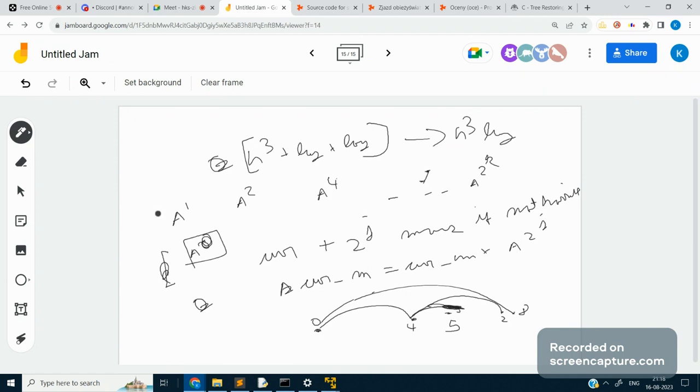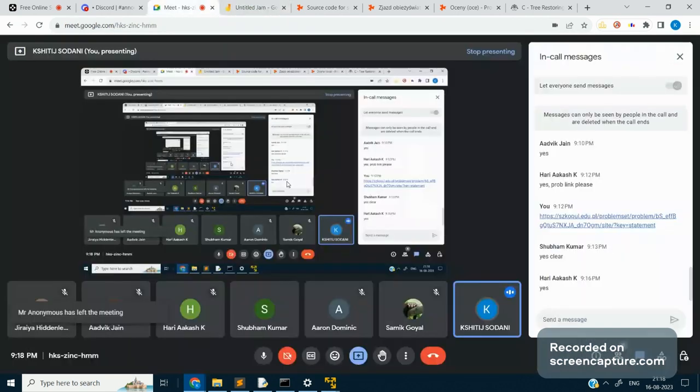So we get 4 in the end, and we need to add 1 to get the minimum answer. So the minimum answer is 5. And now you are only doing log n matrix multiplications, so the complexity is n cube log n. Did everyone get the full solution?